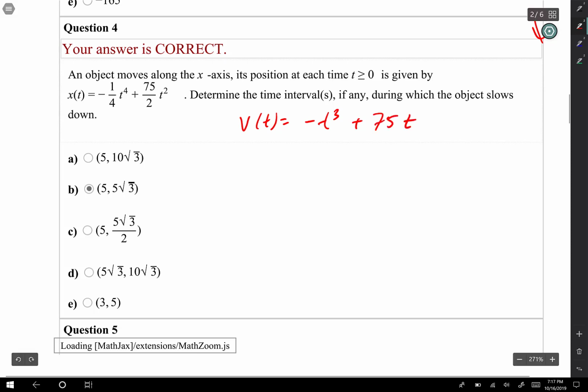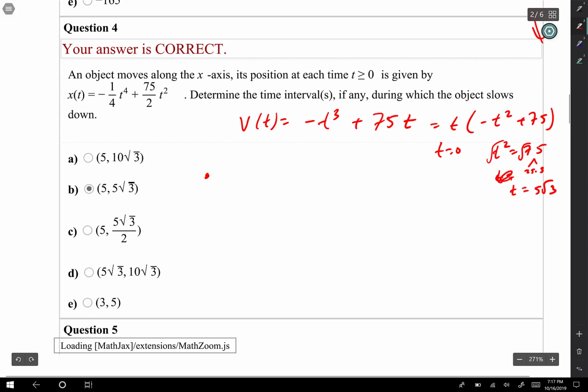I'm going to factor out a t, and if I do that, I'm going to get a negative t squared plus 75. So let's see what t values I get from here. I get t equals 0, and let's see, t squared equals 75. If you set this equal to 0, guys, then that means square root, and I know that 75 you can get from 25 times 3, and 25 is a perfect square, so the square root of 25 is 5, so t equals 5 square root of 3.